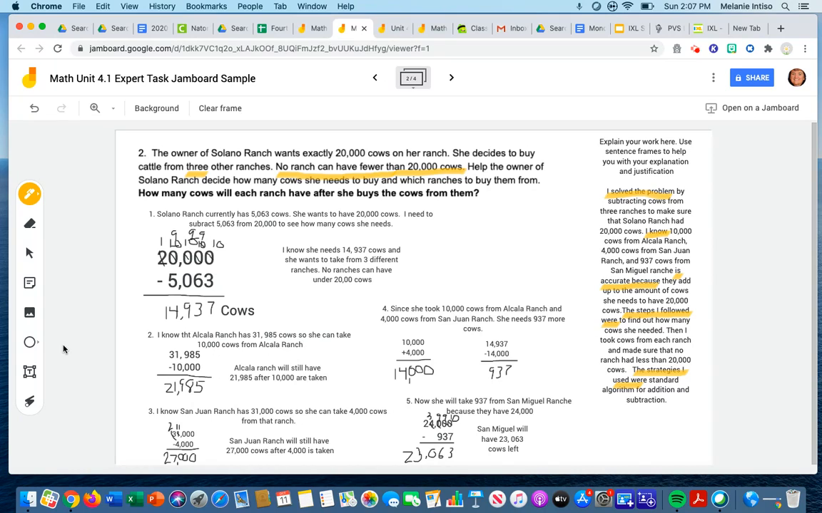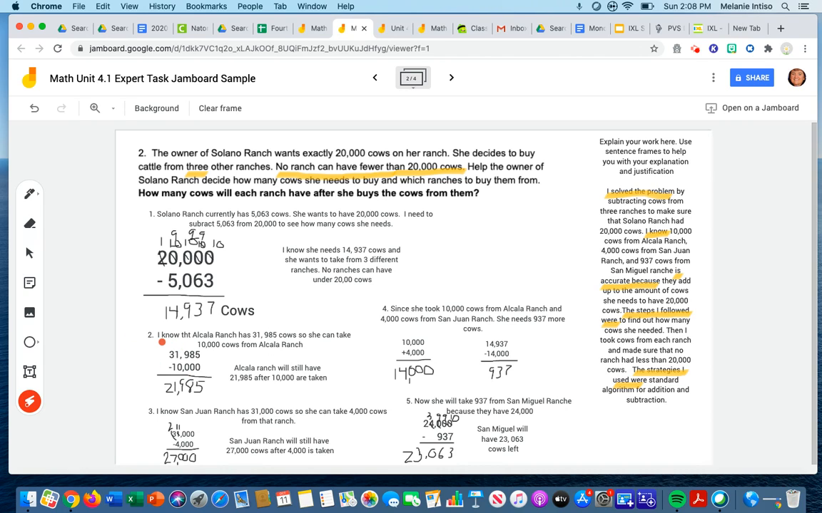So what I did was, and then the last direction says, how many cows will each ranch have after she buys them? So you had to make sure that you added that as well. So first I looked at how many cows she needs. She wants to have 20,000 cows, and I know I need to subtract 5,063 from 20,000, so I did that here. I know she needs a total of 14,937 cows.